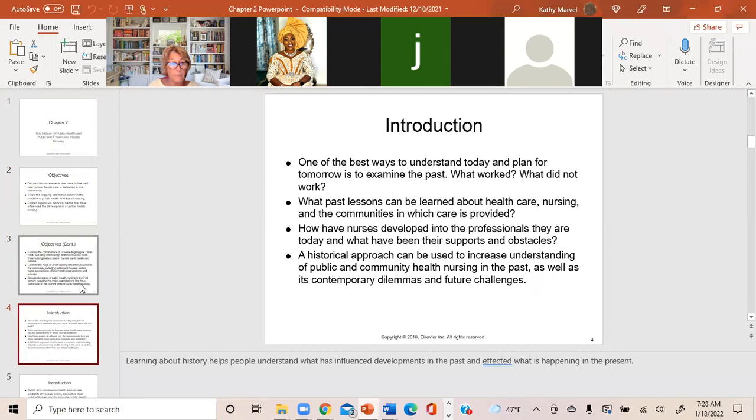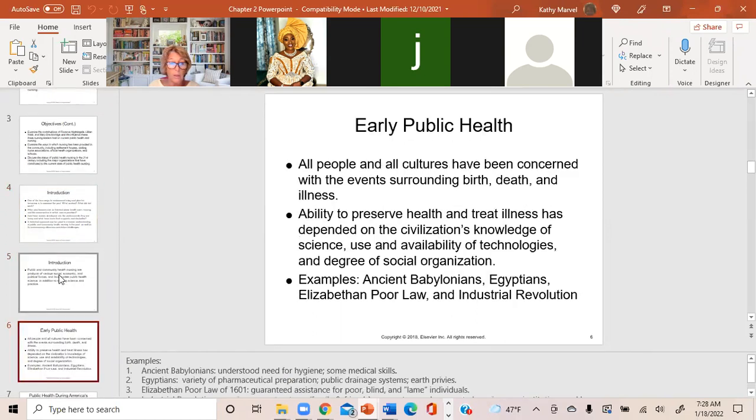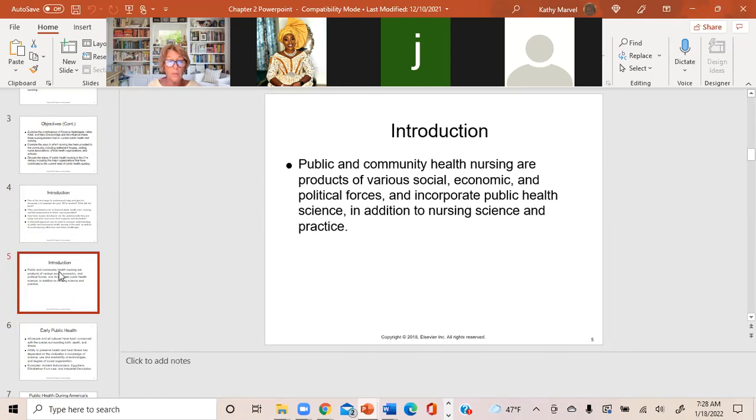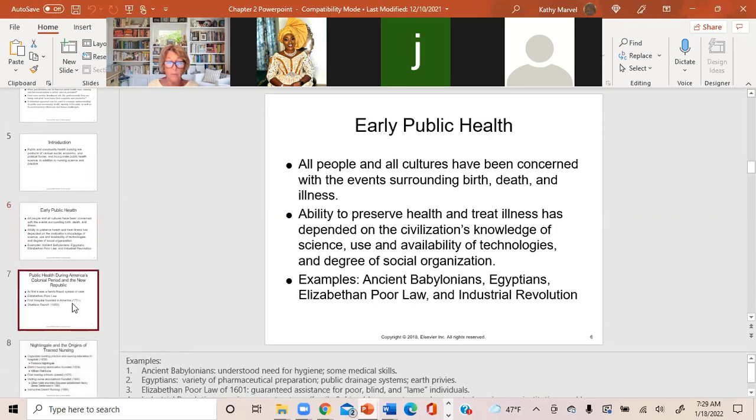Let's see, what do I want to tell you guys? The answers to these objectives in chapter 2, this is a good PowerPoint. They're all found within the PowerPoint. Okay, so I need you to review the week 2 PowerPoint. They're in the book as well, because remember, the PowerPoint is an outline of the book. Okay, it talks about early public health.